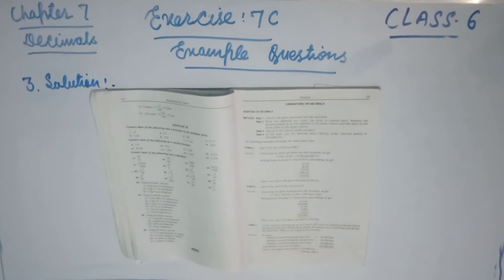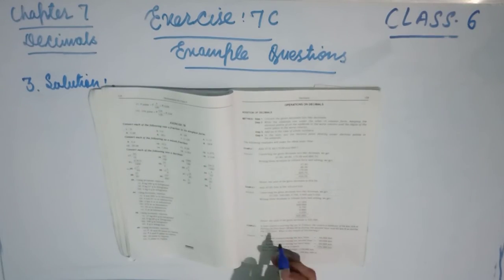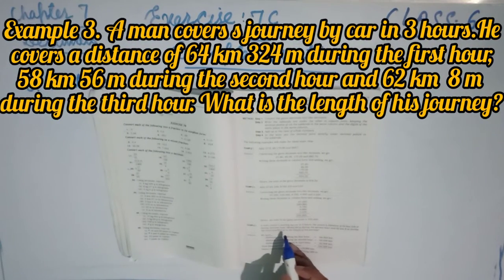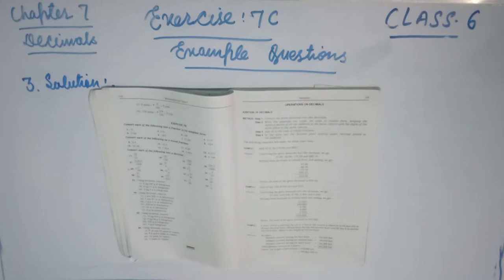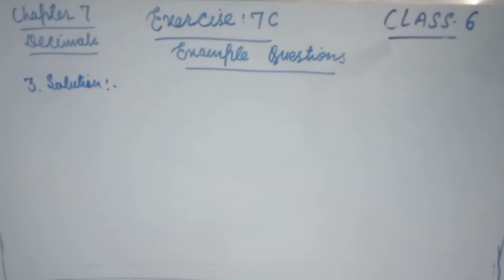As you can see, question number 3 on the screen says: a man covers a journey by a car in 3 hours. He covers a distance of 64 km 324 meter during the first hour, 58 km and 56 meter during the second hour, and 62 km 8 meter during the third hour. What is the length of his journey?